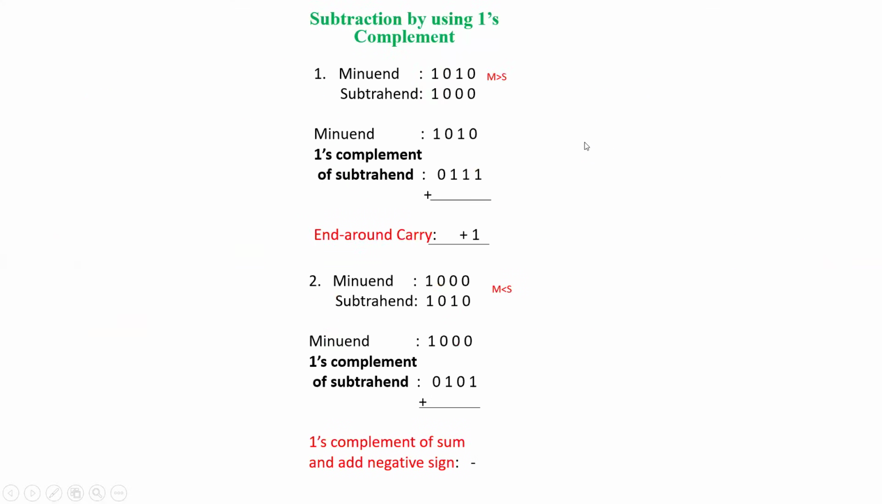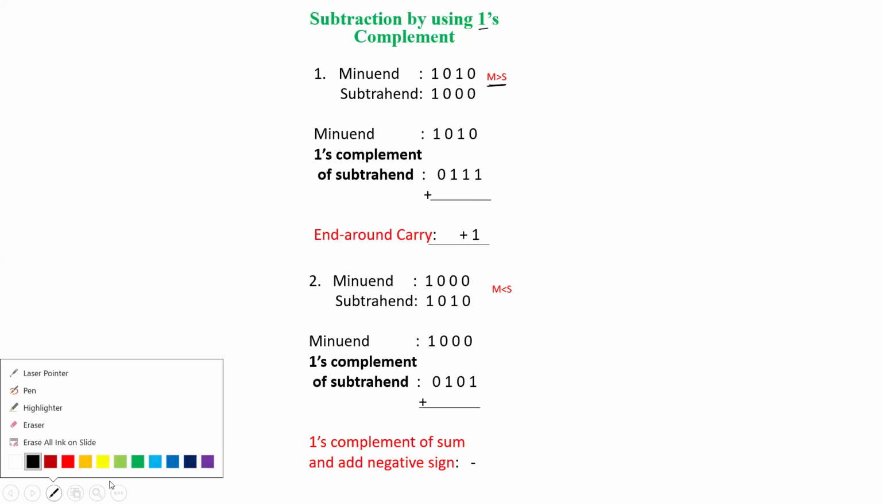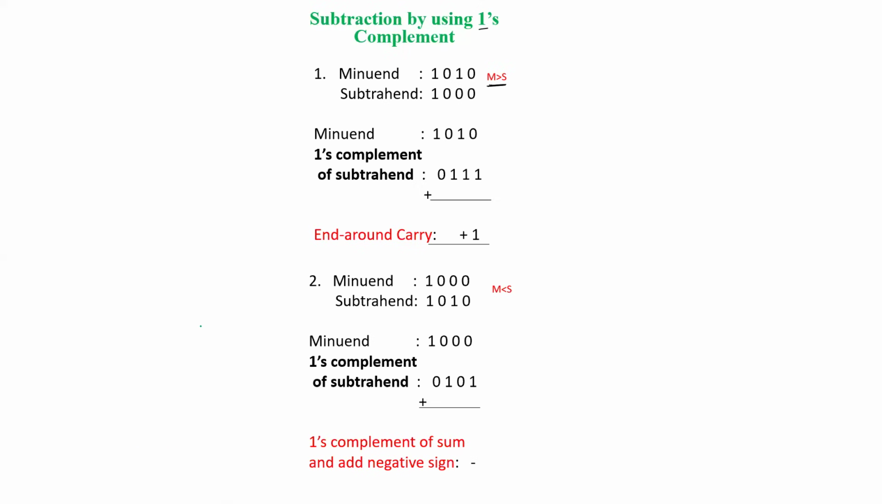Similarly, we can do the subtraction by using 1's complement. So in the 1's complement, you'll see that we have something we call the end around condition. When will we get the end around condition? When the minuend is greater than the subtrahend. So here we have to check the digits. The number of digits should be the same in the minuend as well as the subtrahend. Fortunately, both are the same.